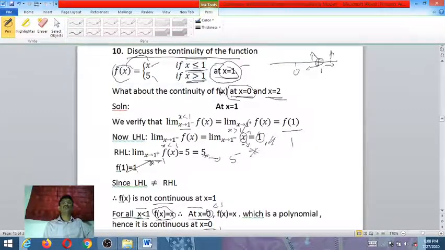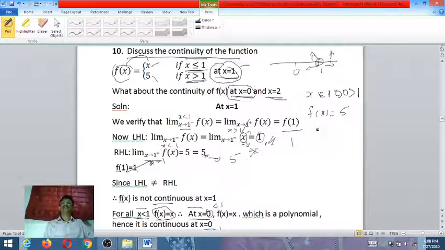We have to find left hand and right hand limit only for 1. We have to check only at 1. For example, if you take x is equal to 100, we know that this 100 is clearly greater than 1. 100 is greater than 1, so what is f of x? f of x is 5, because for greater than 1 it takes 5. 5 is a constant, it is continuous. At 100 it is continuous.